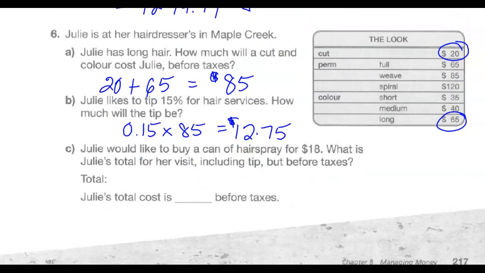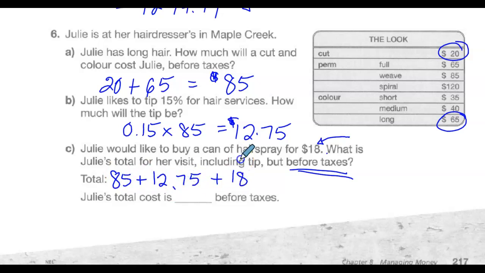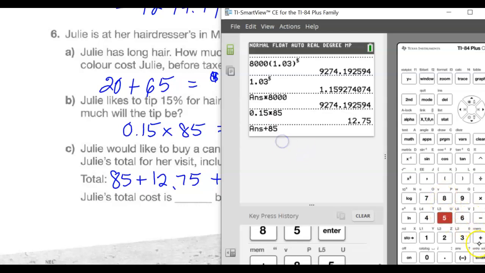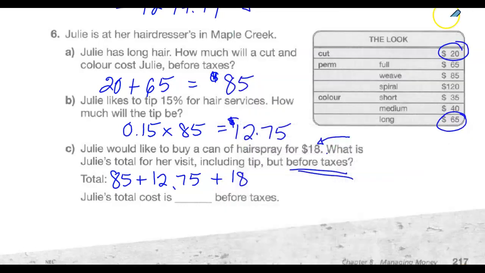Julie would like to buy a can of hairspray for $18. What is Julie's total cost for a visit, including tip, but before taxes? So typically there'd be 5% GST on that, but we're going to not include that. And so the total will be $85 plus $12.75 plus 18. So I've already got the $12.75 in my calculator, so I'm going to put plus 85 plus 18, and that's 115.75.